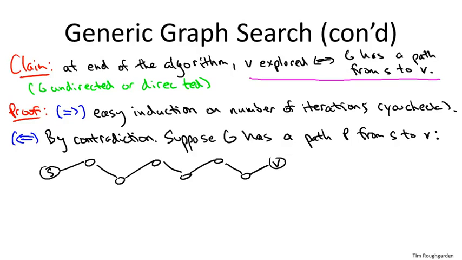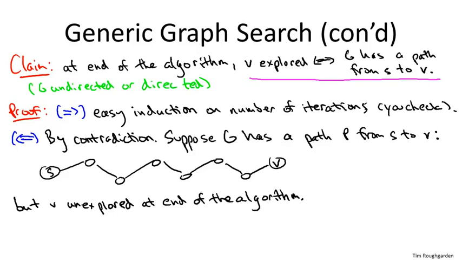So there's a bunch of hops, there's a bunch of edges, and then eventually this path ends at V. Now the bad situation, the situation from which we want to derive a contradiction, is that V is unexplored at the end of this algorithm. So let's take stock of what we know. S for sure is explored, right? We initialize the search procedure so that S is marked as explored. V, by hypothesis, in this proof by contradiction, is unexplored. So S is explored, V is unexplored.